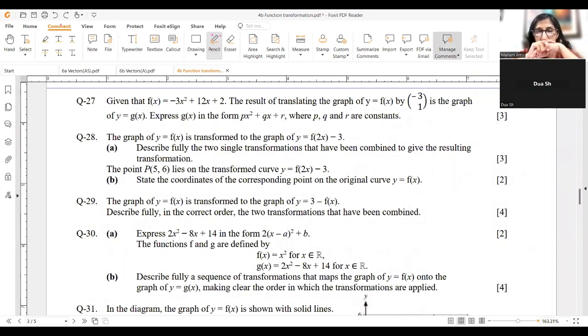Question 27. Given that f(x) equals minus 3x squared plus 12x plus 2, the result of translating the graph y equals f(x) by (minus 3, 1) is the graph of y equals g(x).